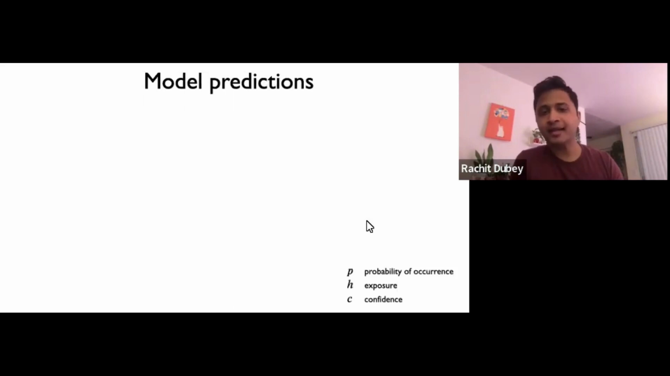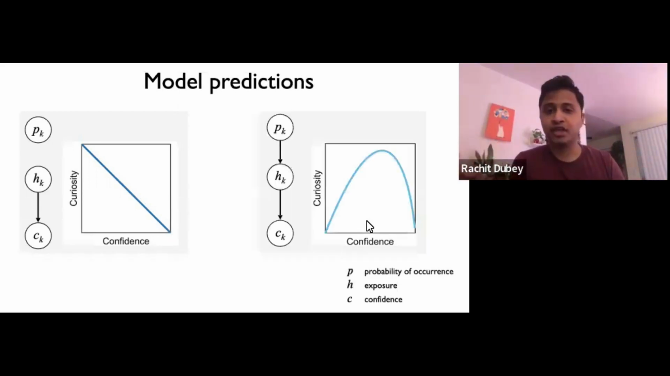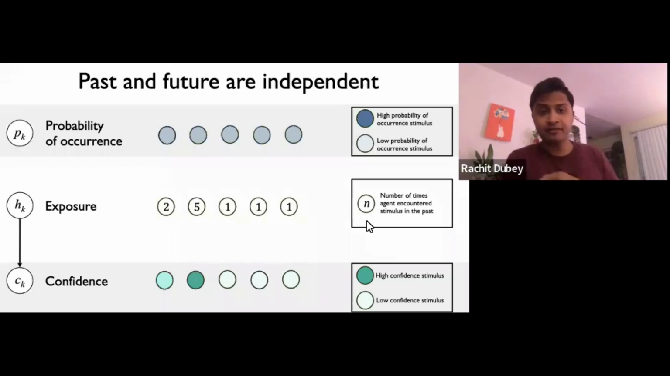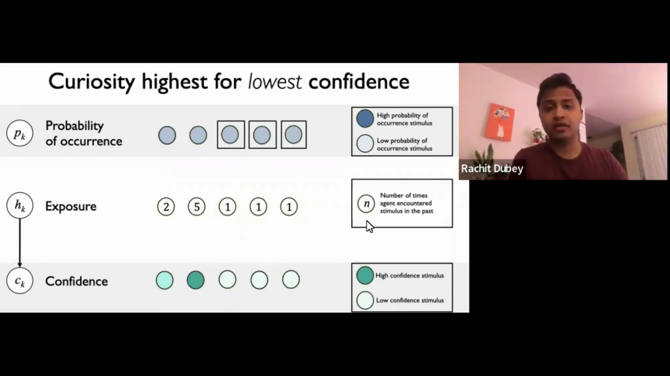Now, it turns out if we do the math, our model predicts that when the past and future are independent, then curiosity is a decreasing function of confidence. And when past and future are dependent, then curiosity is an inverted U-shaped function of confidence. And intuitively, this makes a lot of sense. Well, consider the case where the past is independent of the future. So every stimulus is equally likely to occur again in the future. Now here, the agent should explore the stimulus for which it has the least confidence, because these are equally likely to occur in the future, and the expected value increases most rapidly by learning more about the stimuli for which the agent has the least knowledge.